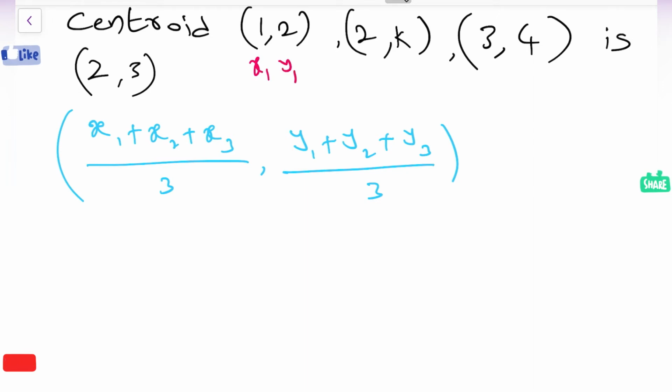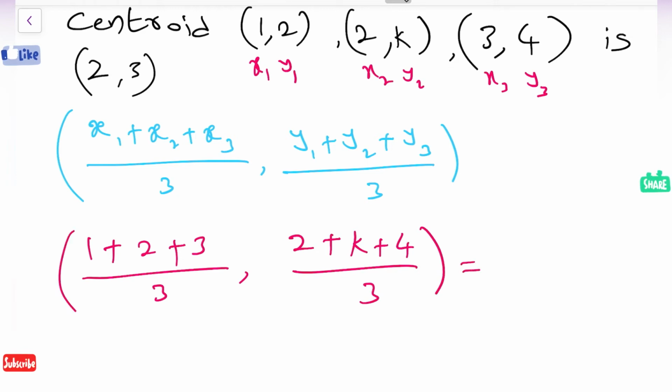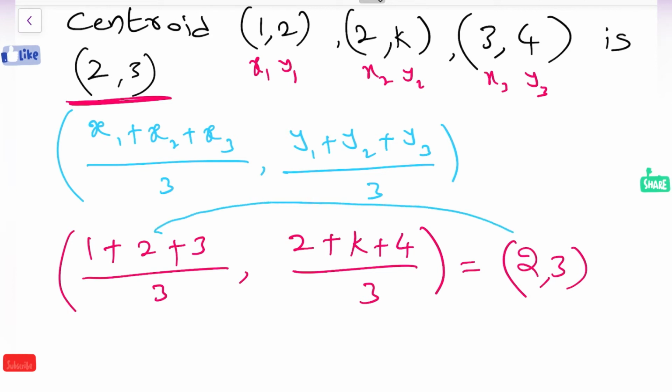This is x1 y1, this is x2 y2 and this is x3 y3. Let us substitute. x1 is 1 plus x2 is 2 plus x3 is 3 divided by 3 comma y1 is 2 plus y2 is k plus y3 is 4 divided by 3, and this centroid is given as 2 comma 3. So whenever they give something like this, x coordinate equals x coordinate and y coordinate equals y coordinate.